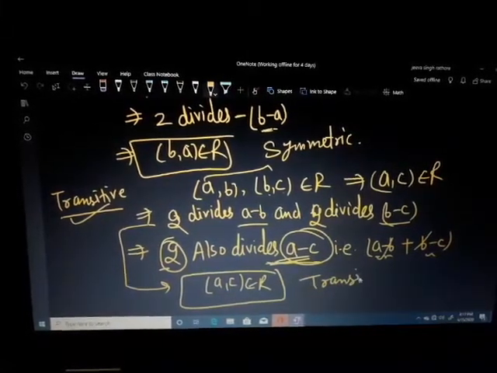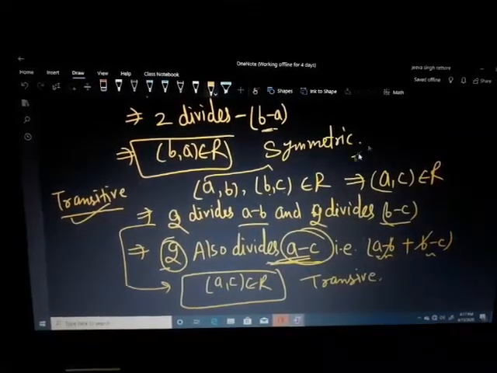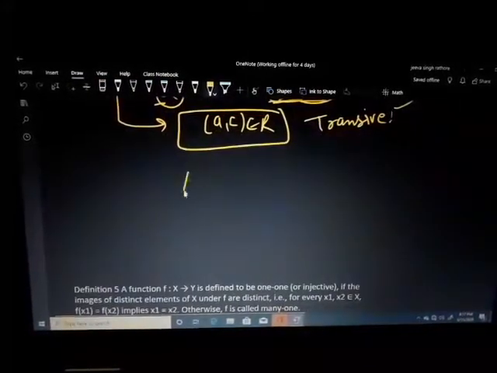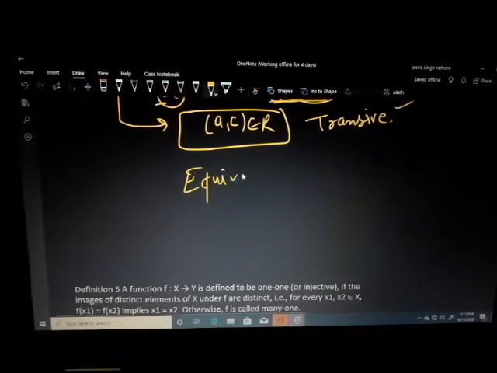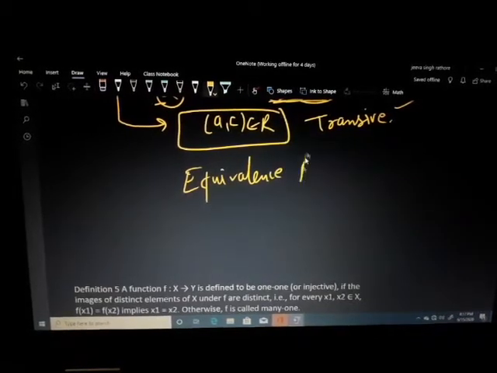And finally we can conclude it is symmetric, reflexive and transitive. That means this is the equivalence relation.